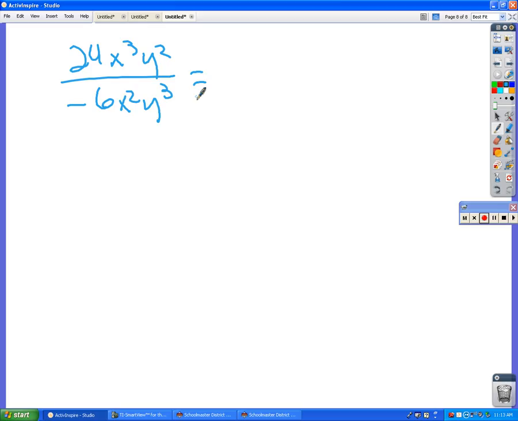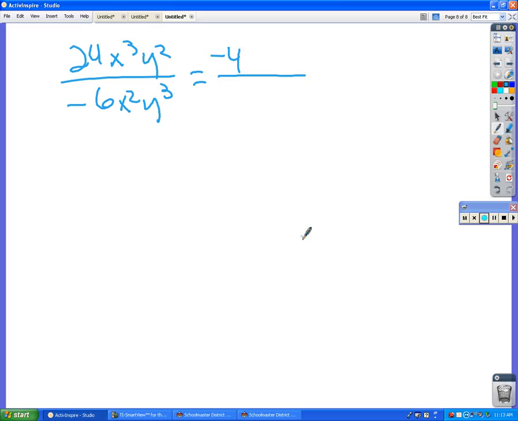This one should be the easiest one of all. There's nothing I can pull out of anything because I don't have a plus or a minus or anything. So all I'm doing is straight reducing this. So 24 over 6 reduces to what?